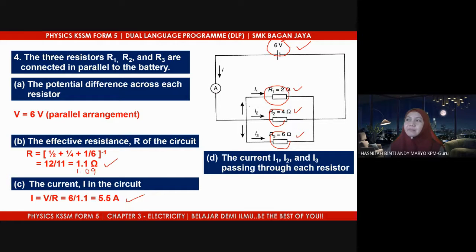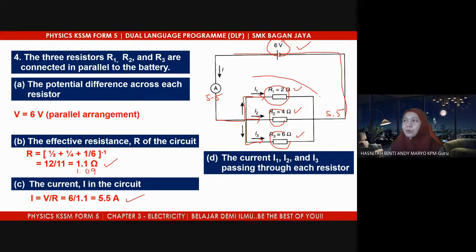Okay, how about the current passing through each resistance, student? So this is the main current flow in the ammeter, 5.5. So later this 5.5 will be divided into 3 branches. The first branch, second branch, the third branch, and finally 5.5 meet back at the end of the junction. Okay, so this is how current flows in a parallel circuit.